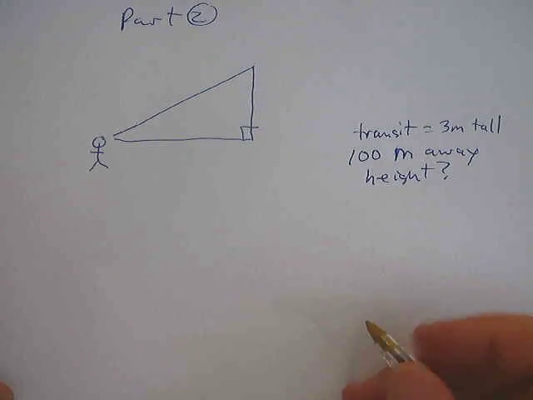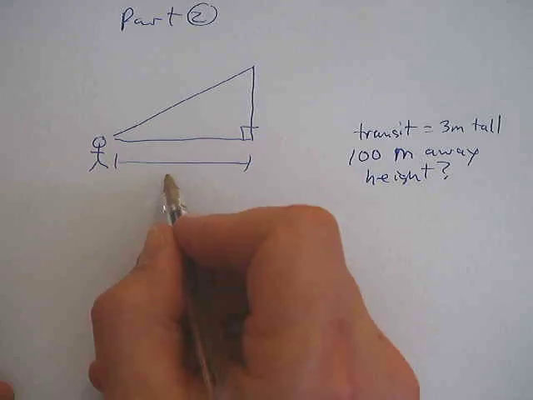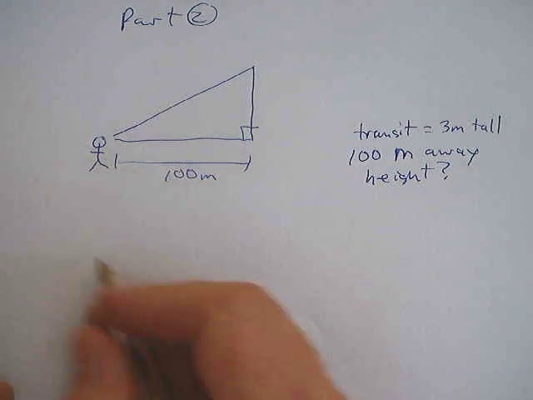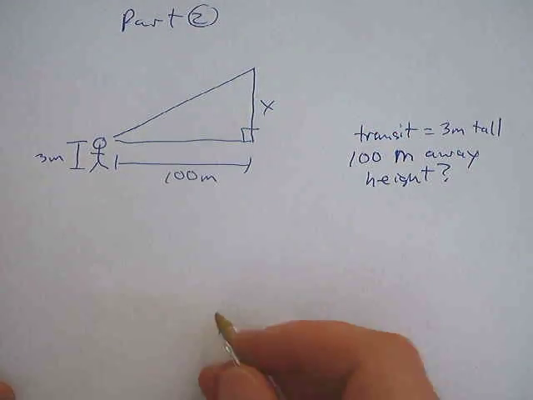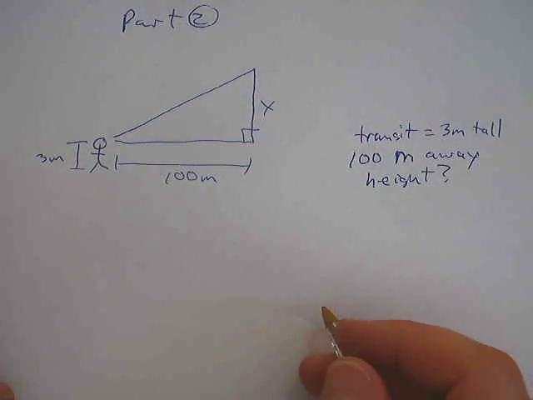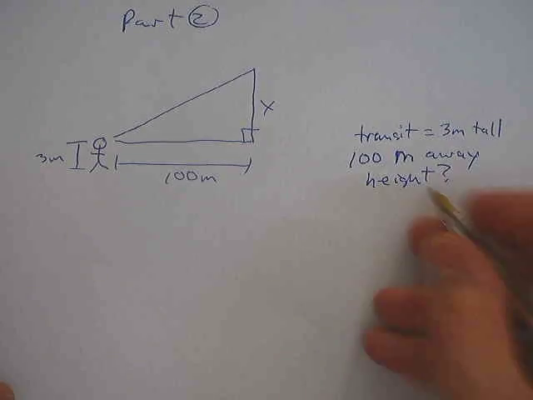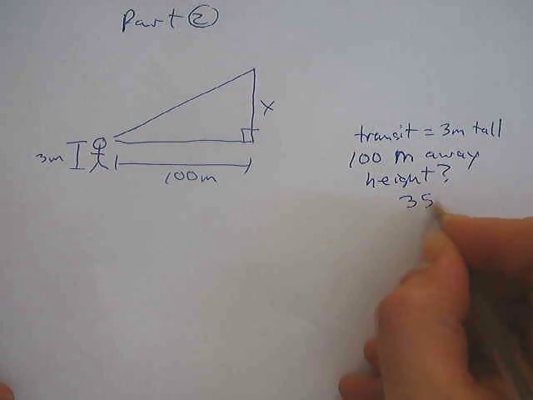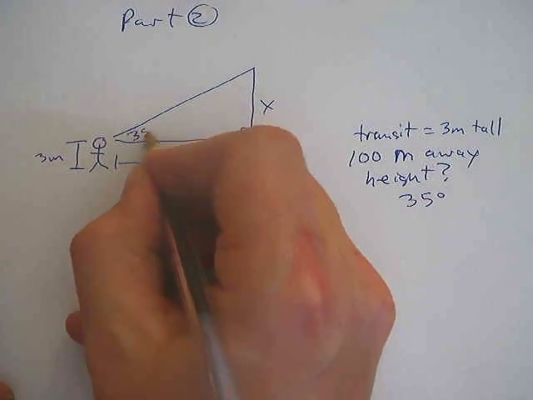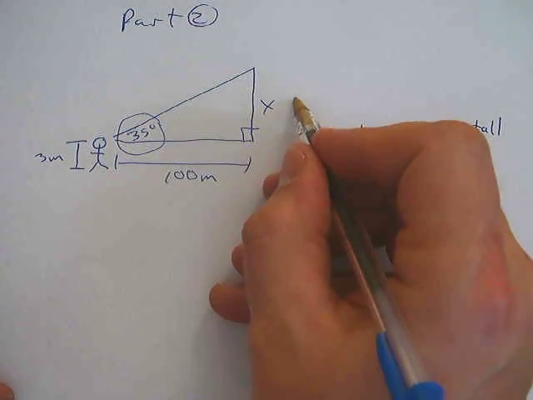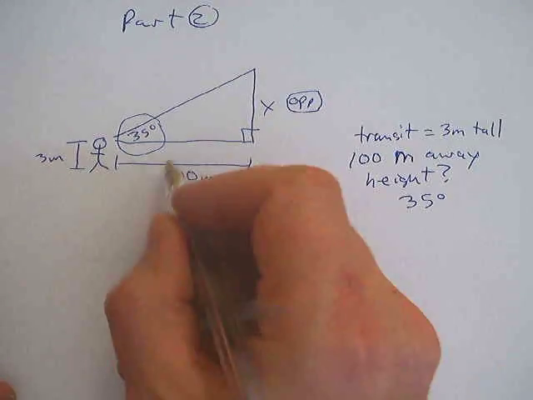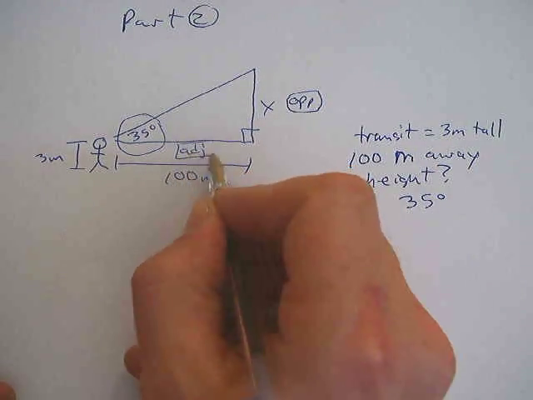All right, so I'm going to label this. So this is going to be 100 meters. It's not to scale. This is 3 meters. This is x. And also I forgot to tell you that the angle is going to be 35 degrees. So this is going to be 35 degrees right here. So first of all, this is going to be opposite. This is adjacent.